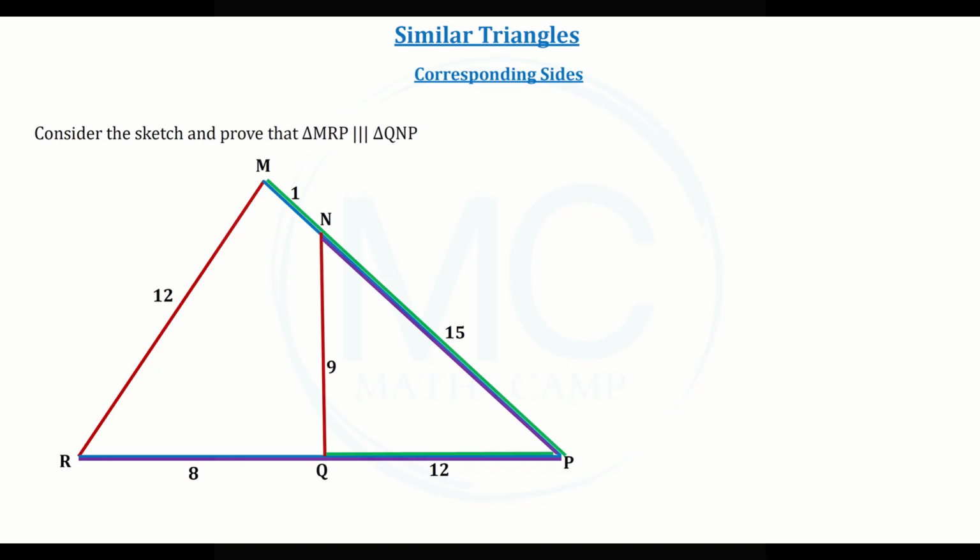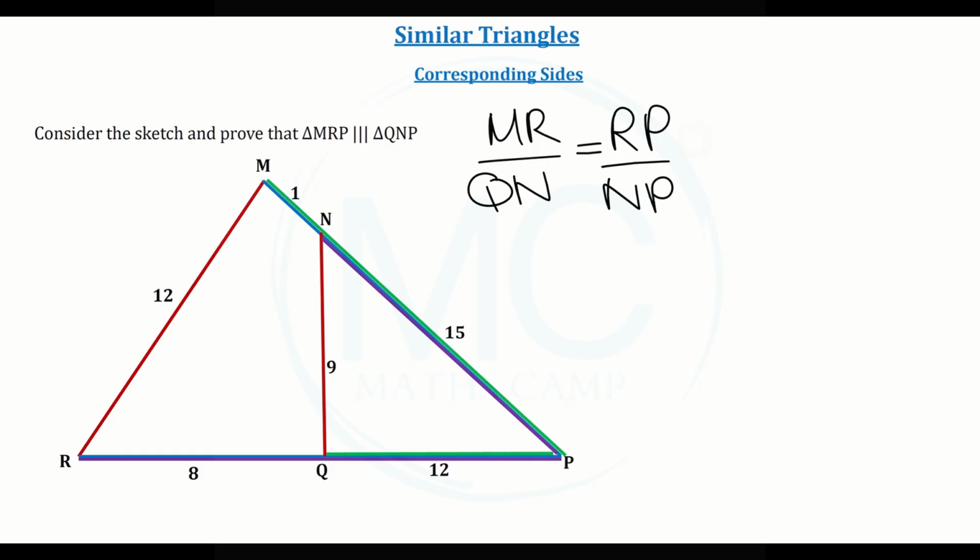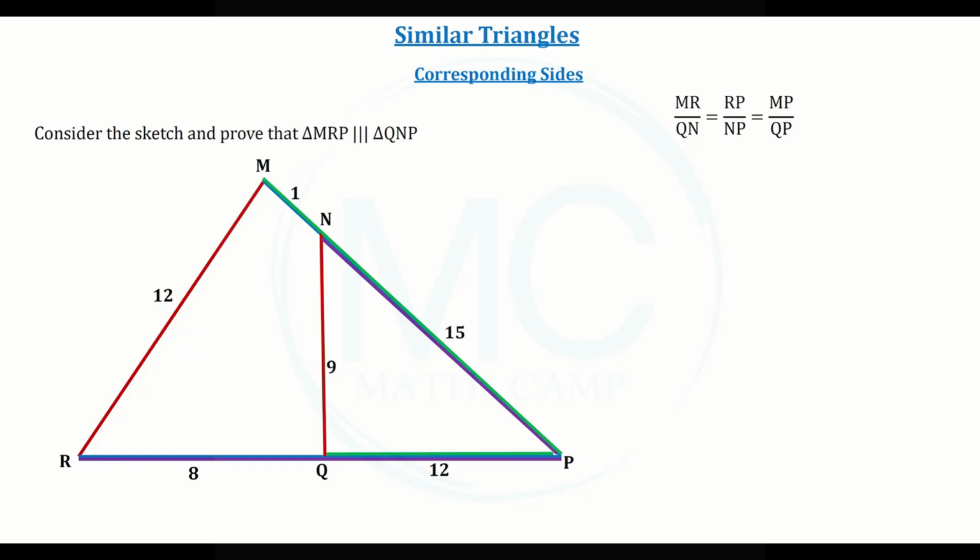If these triangles are similar, then corresponding sides will be in proportion. That means that the side MR over the corresponding side QN will be equal to side RP over its corresponding side NP, and these both will be equal to side MP over the corresponding side QP. Let's start with MR, the red side of the large triangle, and its corresponding side QN.